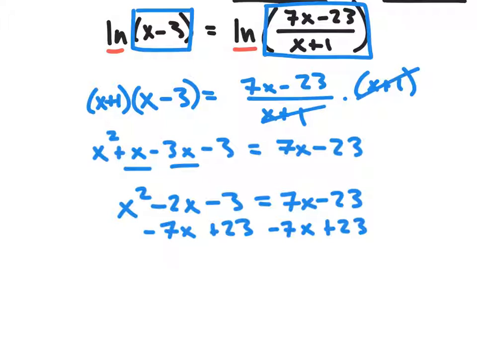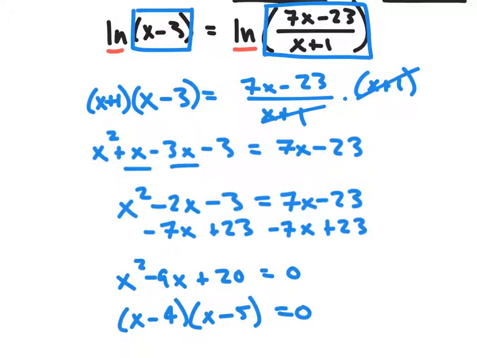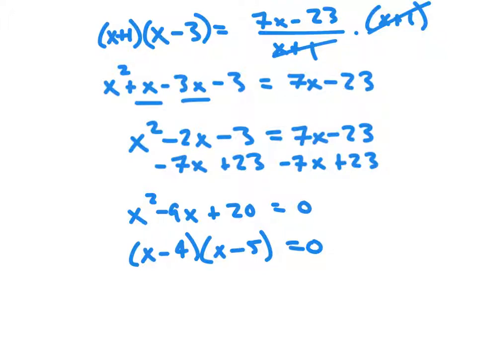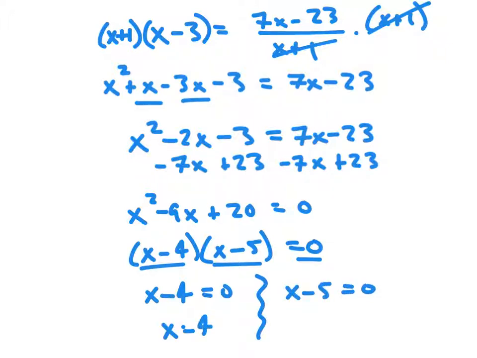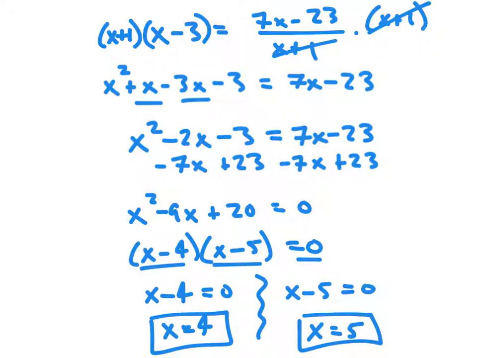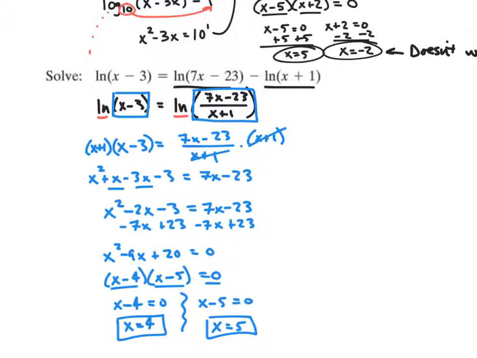So now check out what I get, guys. I'm going to get x squared minus 9x plus 20 is equal to 0. So now I can factor this, and I've got x minus 4 times x minus 5 is equal to 0. And then I set each of these equal to 0. So x minus 4 equals 0, x minus 5 equals 0. So x is going to equal positive 4, and x is going to equal positive 5. And that's my answer. Now, both of these would work because they wouldn't make my logs negative. So those are my solutions.